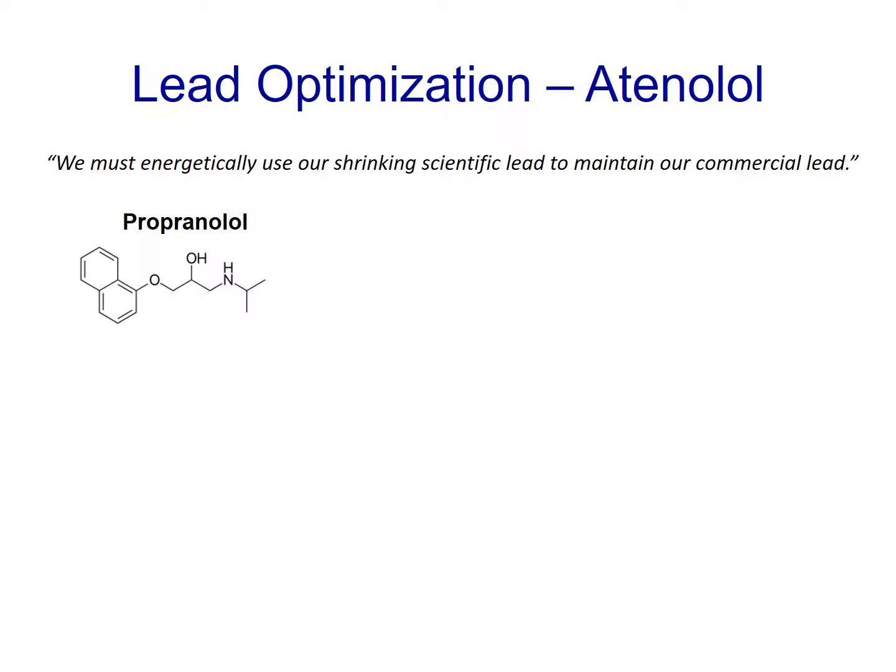Even before then, though, the company that made propranolol, Imperial Chemical Industries, or ICI, was facing competition in the beta blocker market. As one member of ICI stated at the time, quote, "We must energetically use our shrinking scientific lead to maintain our commercial lead."